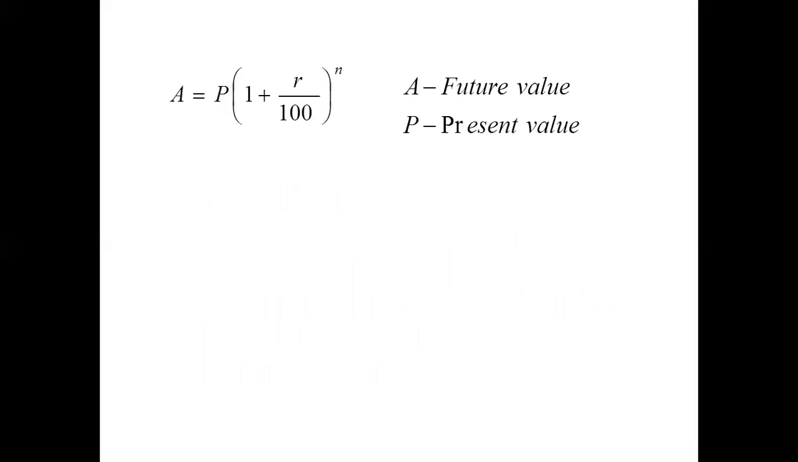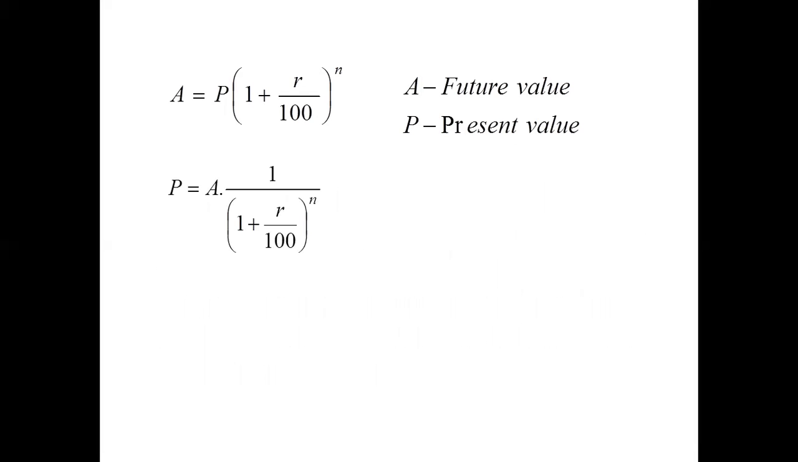You already know that this is the formula for compounding, where P, the present value, is known and we have to find A, that is, the future value. But in discounting, future value A is known and we have to find the present value P.